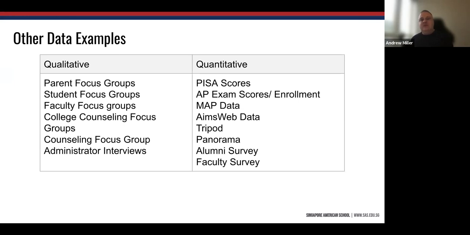The other ones, and then I'll let Gynelle chime in here, is lots of quantitative possibilities. Of course, you're going to use your PISA work or your AP enrollment and exams, your MAP data. We also use a couple of tools. We use AimsWeb. We use Tripod, which is a tool that students use to share feedback around instruction in a quantitative way. There's also qualitative questions in there on the side note. And then Panorama is a new tool that we've been using, which is all about social emotional, and it allows students to share things like feeling safe. And then we had a survey that we used with faculty and with alumni. So those are just some examples of things that we've used.